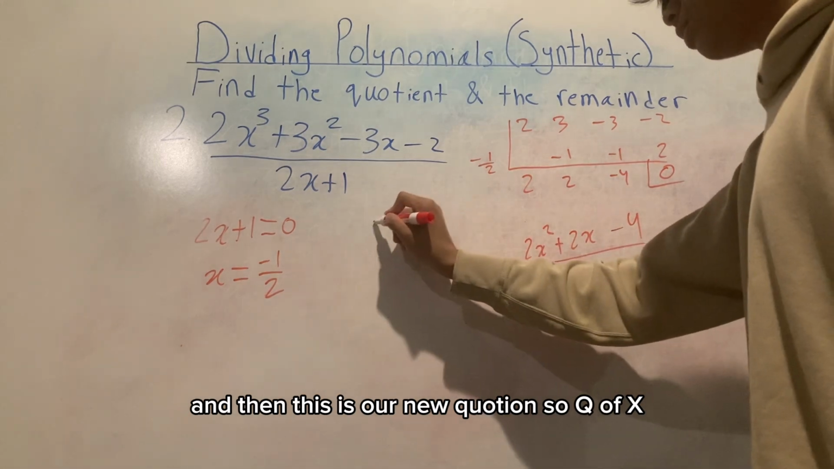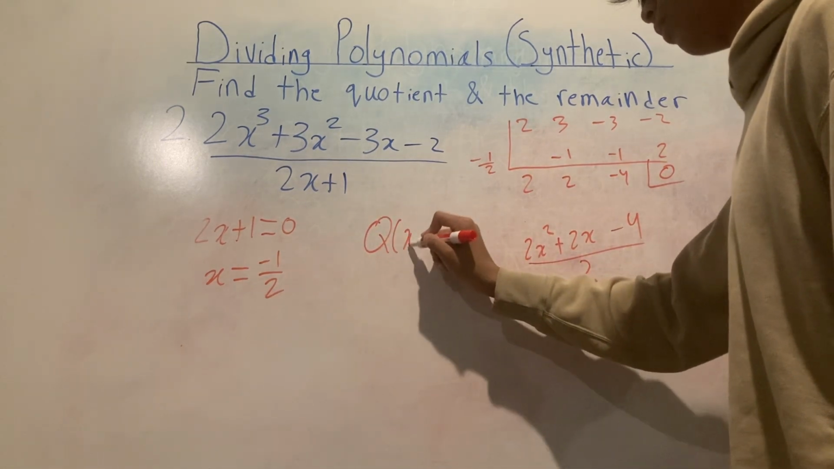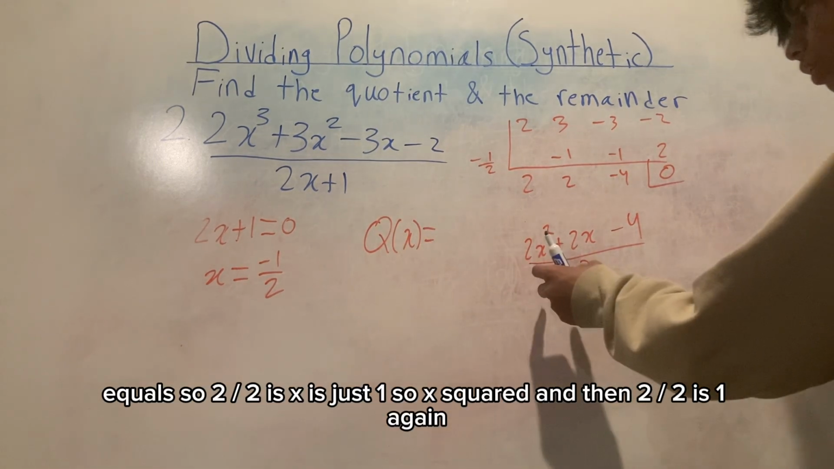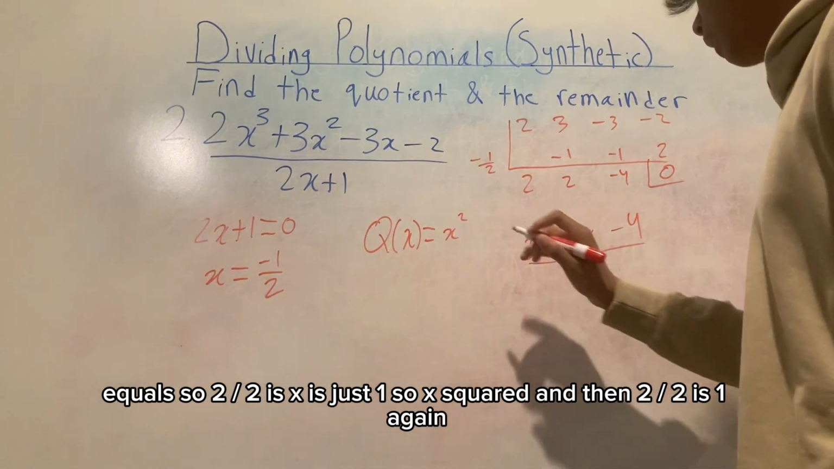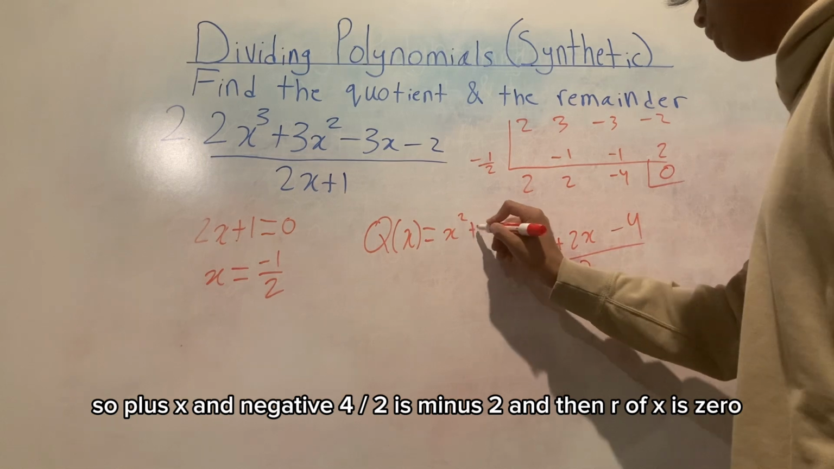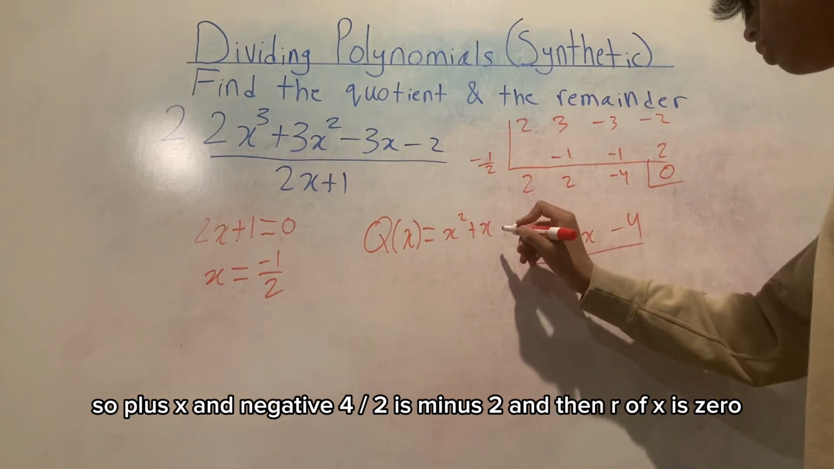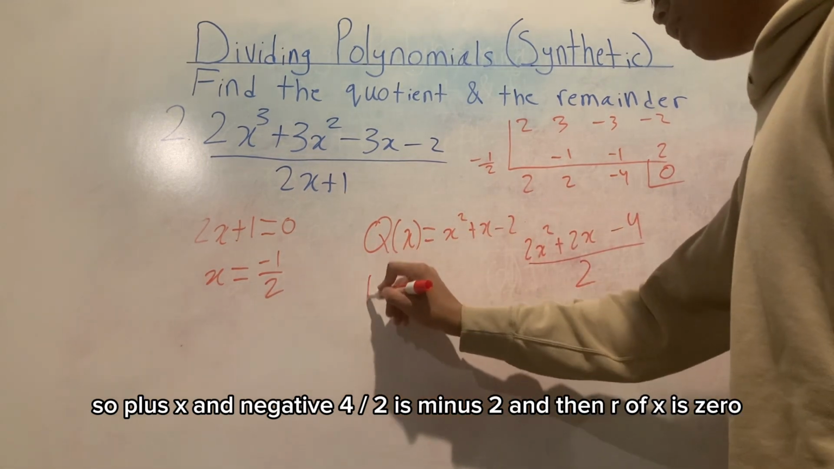So q of x equals: 2 divided by 2 is 1, so x squared. Then 2 divided by 2 is 1 again, so plus x. And negative 4 divided by 2 is minus 2. And then r of x is 0.